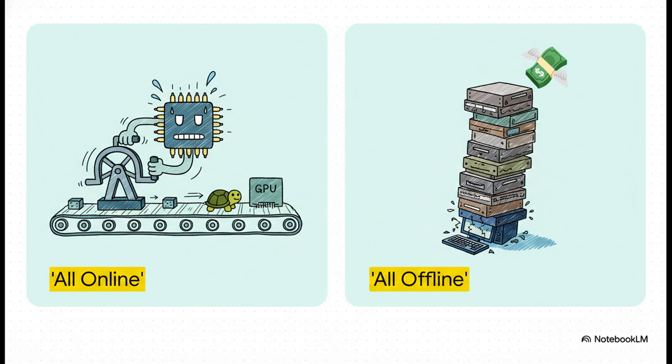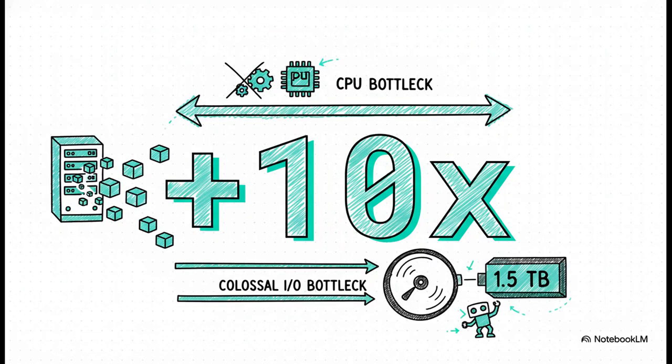The other extreme is all offline. You do all the pre-processing once, way ahead of time, and save the results. That sounds way smarter, doesn't it? Just get all the slow work done first. But there is a huge hidden cost. And that cost is storage, a massive amount of it. That 146 gigabyte data set of JPGs, once you decode and save everything, it can explode to over 1.5 terabytes. You've just traded a CPU bottleneck for a colossal I/O bottleneck. Now, instead of slow processing, you're stuck just trying to read this gigantic data set off your drive.